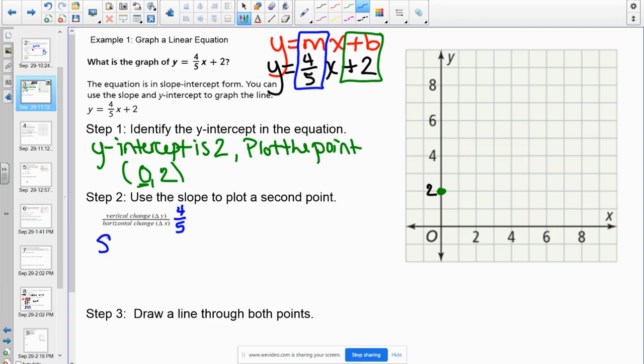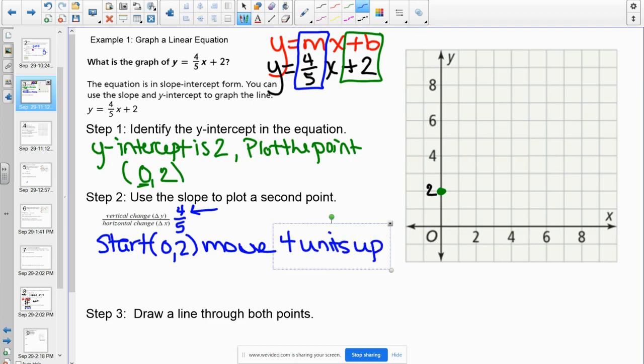We're going to start with the y-intercept point, which is 0, 2, and we're going to move vertically. Notice that this is a positive 4, which means that we move up 4 units. And this is our horizontal movement. It's positive, and it's always positive, just a clarification there. So we're always going to move to the right, 5 units right. And that's going to help locate our second point.